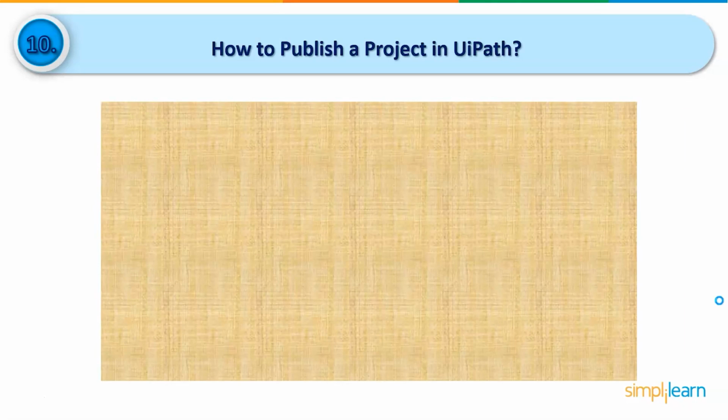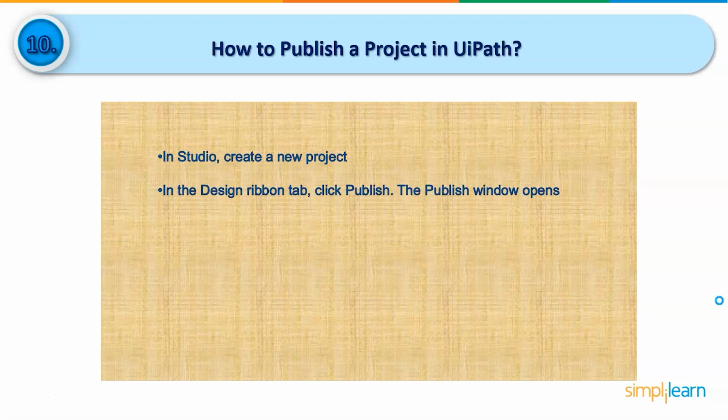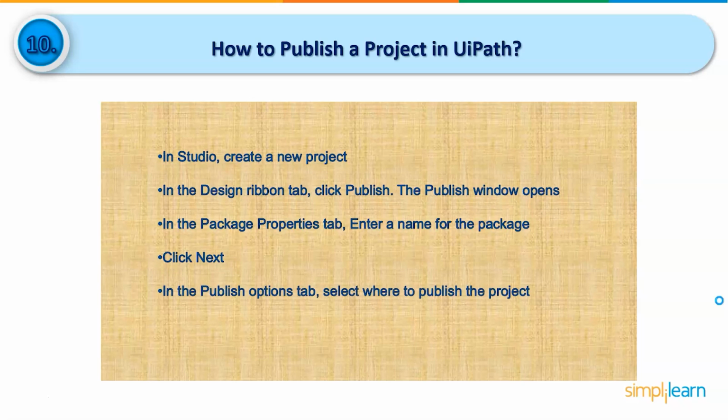To publish a project in UiPath, first create a new project. Then in the Design Ribbon tab, click Publish. The Publish window will open. In the Package Properties tab, enter the name for package, then click Next. In the Publish Options tab, select the location where you want to publish your project, and finally, the information dialog box displays. So let's see a demo.